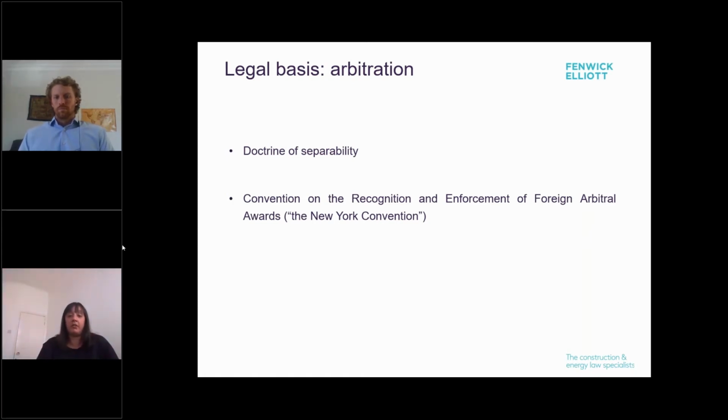The doctrine of separability allows parties to enforce the arbitration agreement even where the underlying contract is either terminated or otherwise deemed invalid. Secondly, international enforceability. Arbitral awards are defined by the Convention on the Recognition and Enforcement of Foreign Arbitral Awards, also known as the 1958 New York Convention, which currently has 164 signatory states. So both foreign and domestic arbitral awards are enforceable by law in most countries.